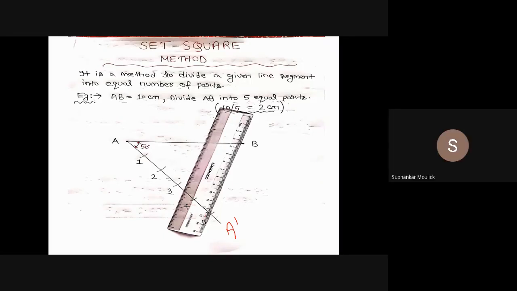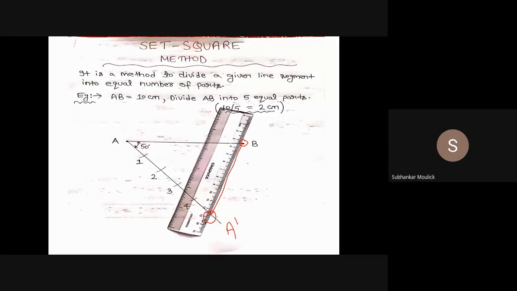No, sir. Okay. Next step is, you need to join the 5th arc point, which is the last arc point, with the last end point of the given line AB which you want to divide into equal parts. That means you have to join 5 to B with the help of a scale. Is it clear? Yes, sir. Okay.